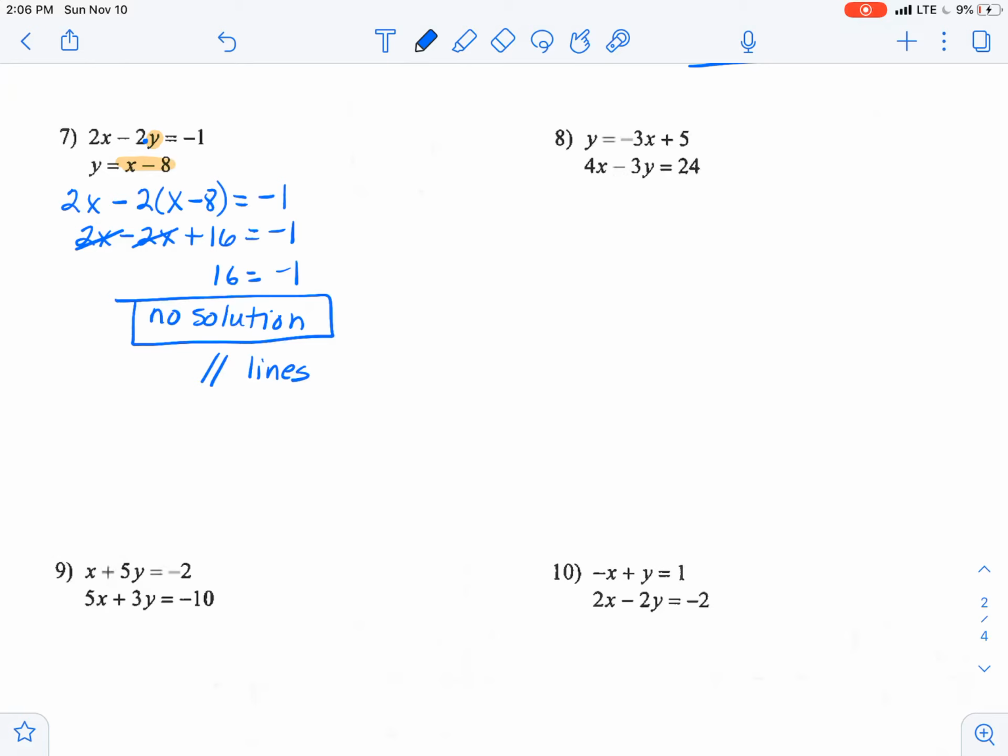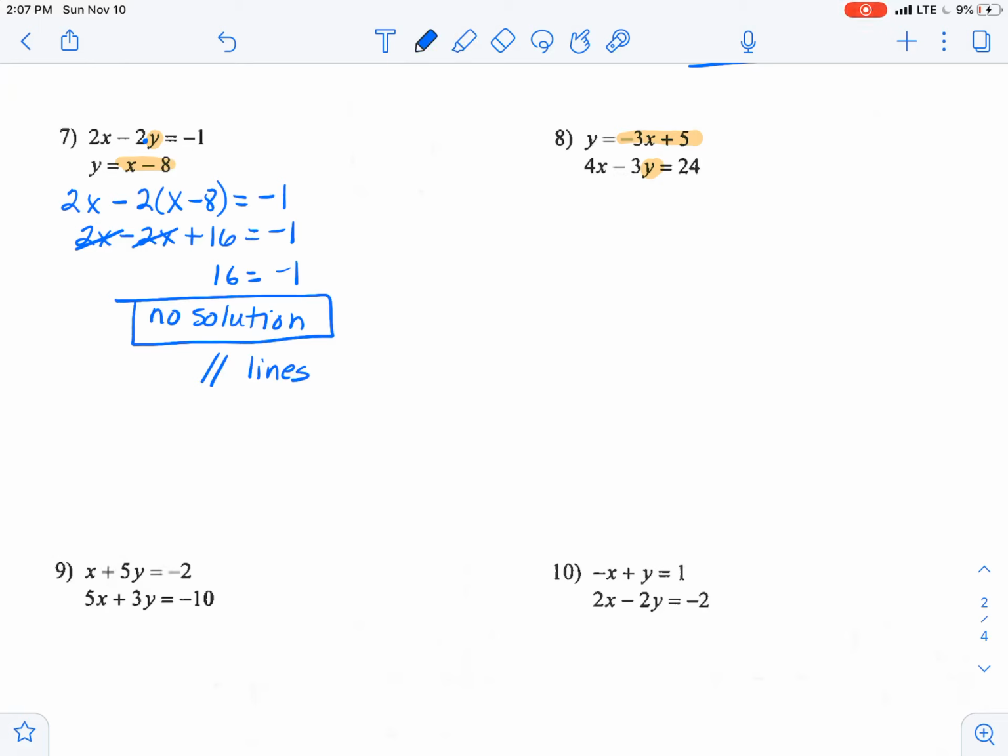Okay, so take a minute and see if you can do number 8 on your own, get it set up, and then again, I will help you out. So pause the video. Okay, so again, we know that this is what y is, so I'm just going to put it right there where the y is at.